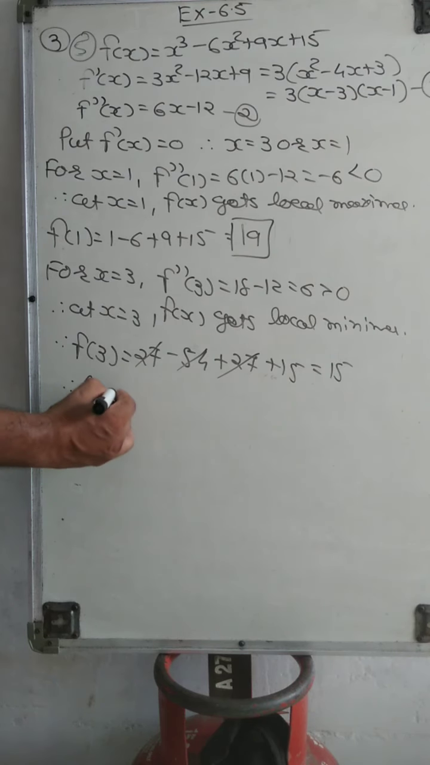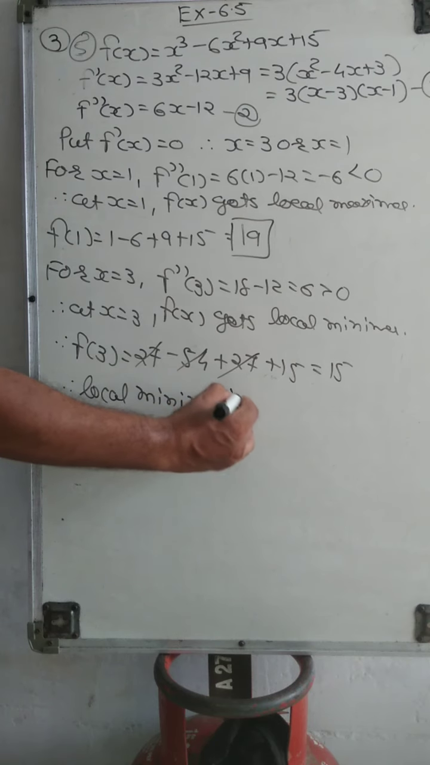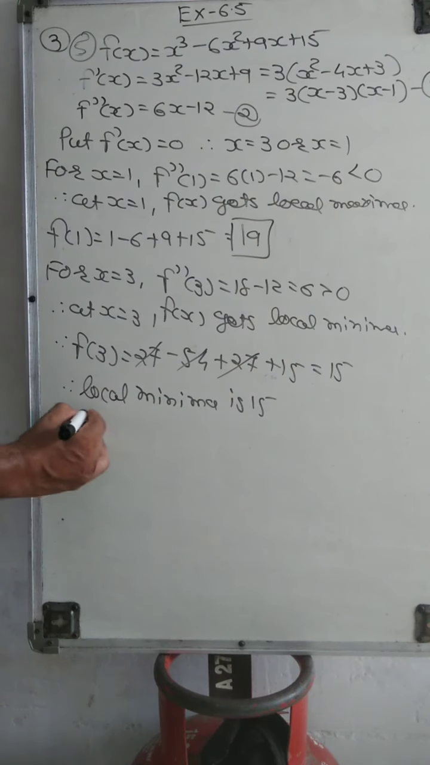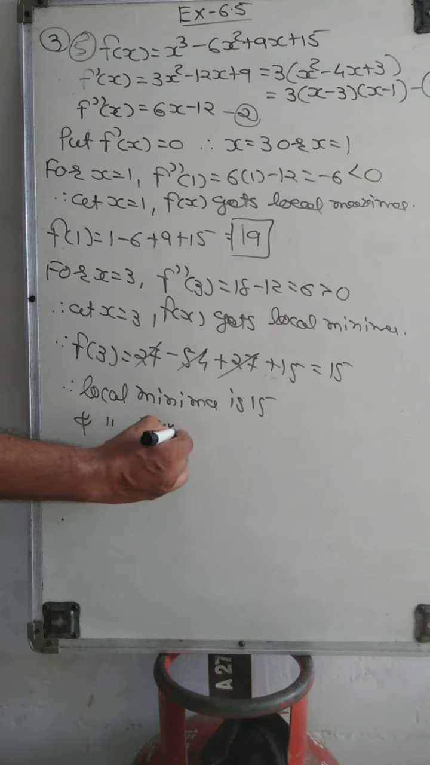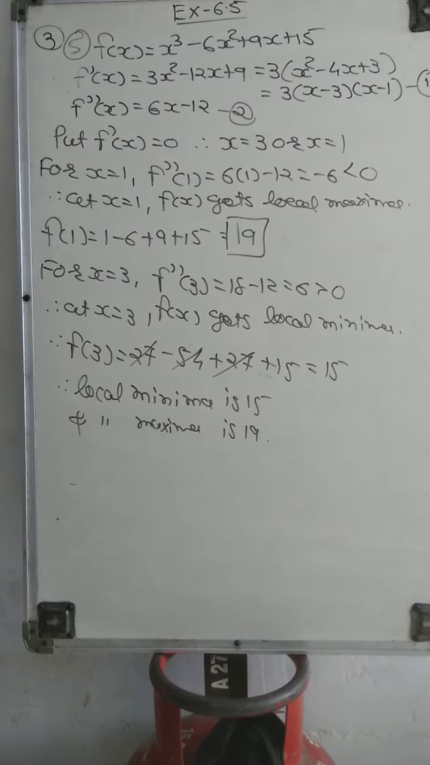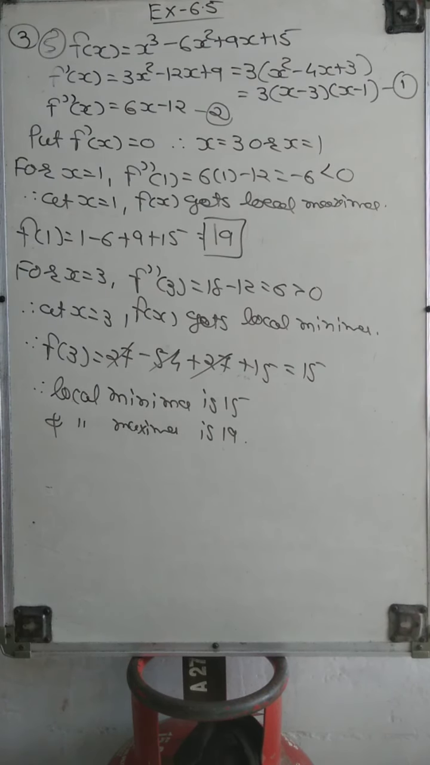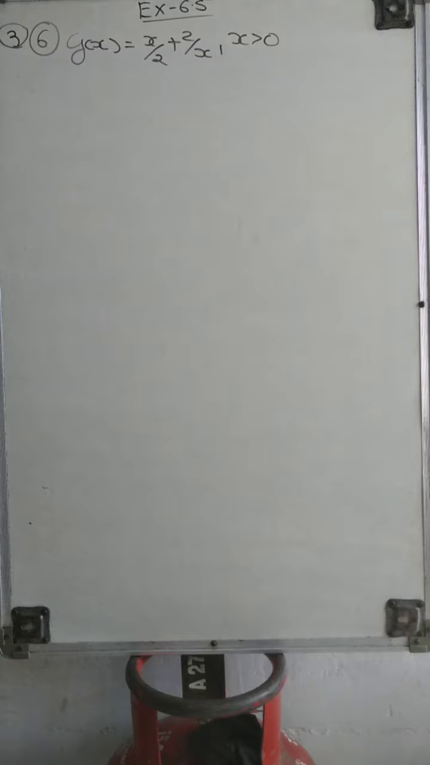Therefore, the local minima is 15 and the local maxima is 19. This way we can find the local minima and local maxima of the given function. Okay, then we go for the next one.